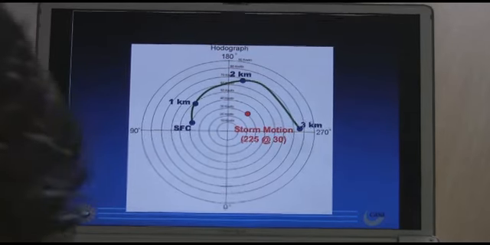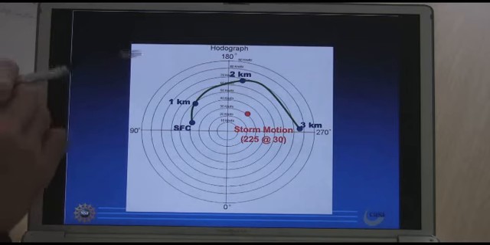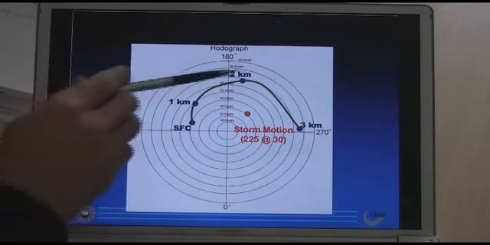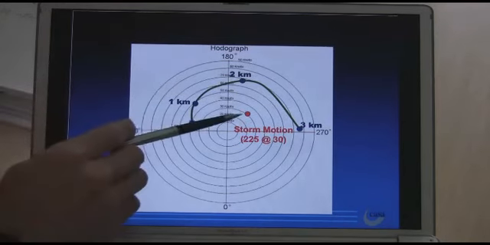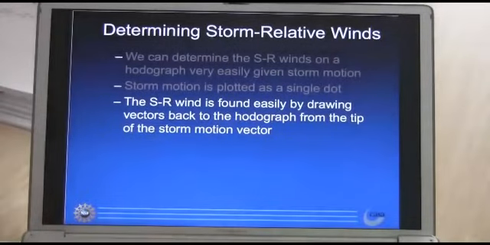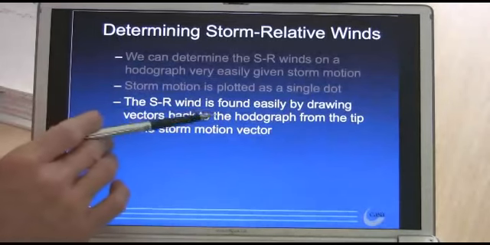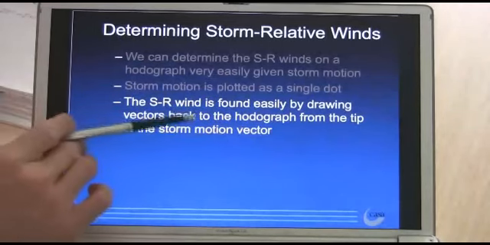Okay. So I think what you're maybe guessing we can do now is, with the two pieces, the ground relative wind, which is the absolute velocity, and the storm motion, which is the velocity of the coordinate system, the difference between these two is the storm relative wind vector. Okay, so there's a storm motion vector, 225 at 30, and the storm relative wind on a hodograph is found very easily by drawing the vectors back to the hodograph from the tip of the storm motion vector.